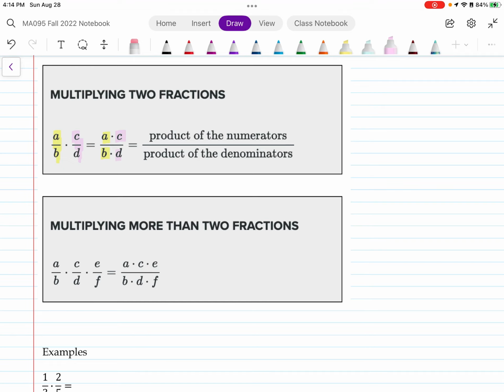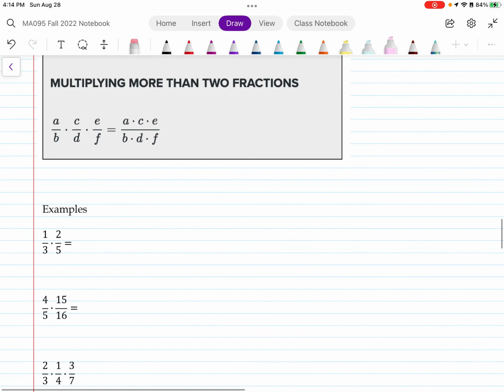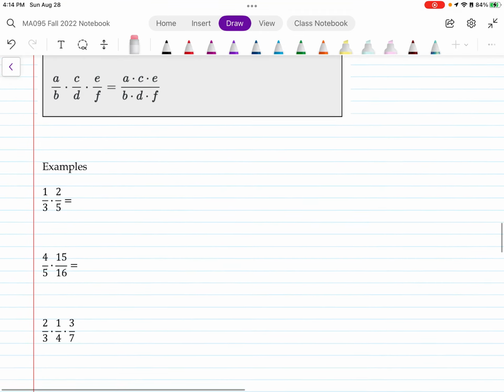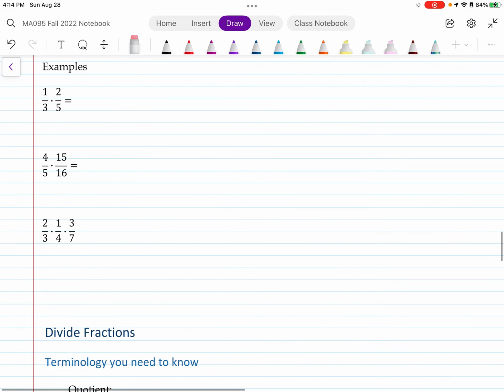So, more than two fractions, same deal. Notice we have taken this and just put them all together. All right, so either way you want to work it is totally fine.